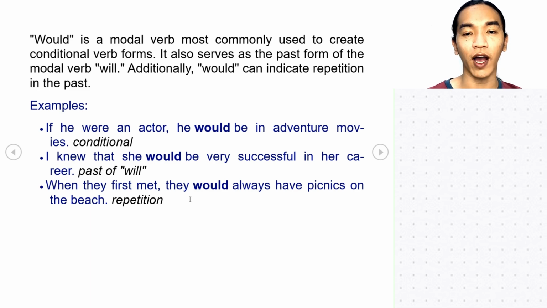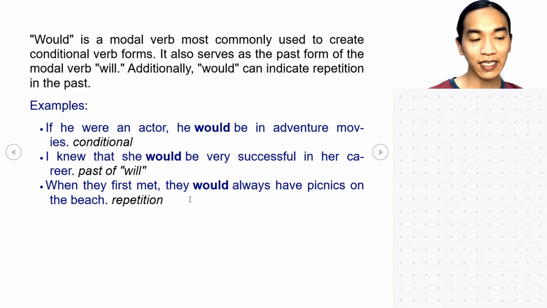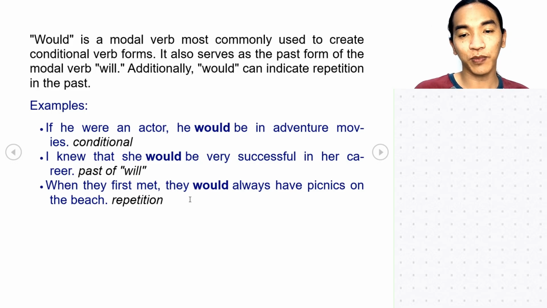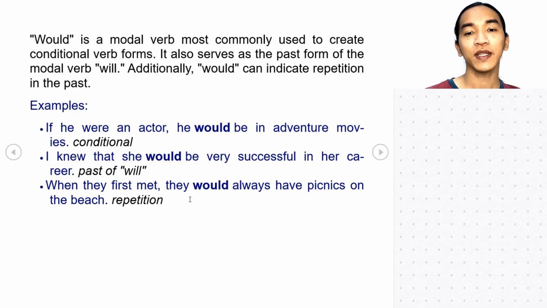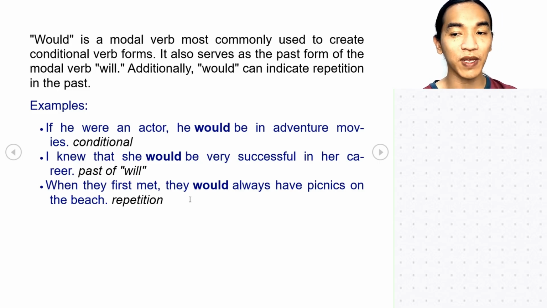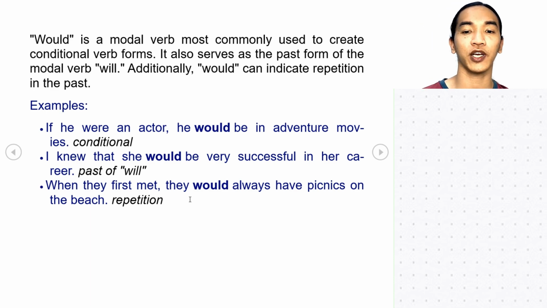So the first one, if he were an actor, he would be in adventure movies. Okay, so this is a conditional in the present form. Okay, so if he were an actor, he would be in adventure movies. So that is the condition. Next one, I knew that she would be very successful in her career. So this is the past of will.